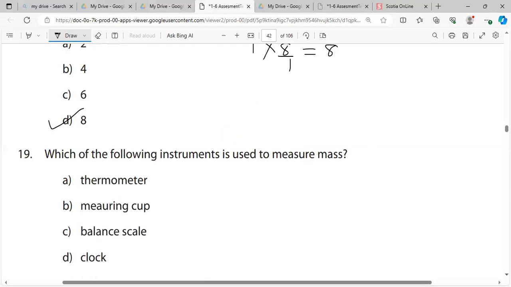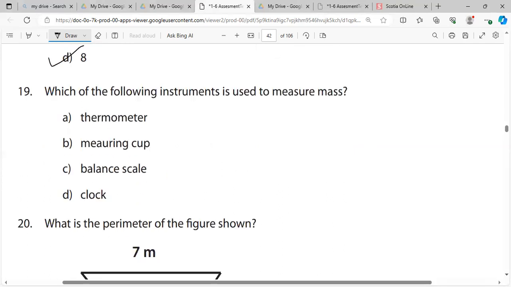Alright. Which of the following instruments is used to measure mass? Mass or weight, right? Is it a thermometer? No. Is it a measuring cup? No. Balance scale? That could be. A clock measures the time. Alright, let's look at 20.